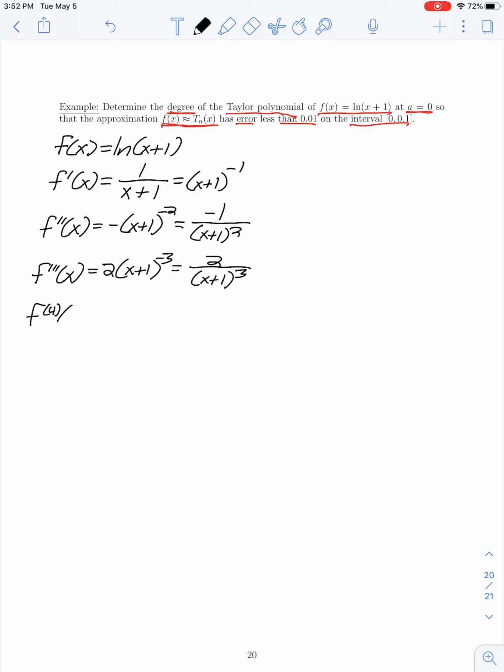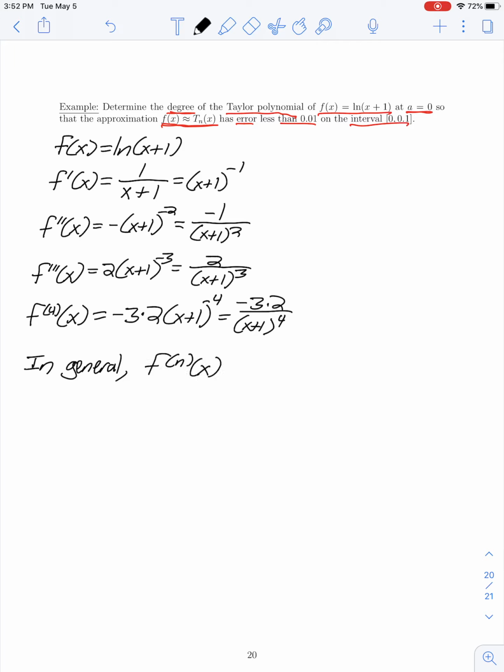So let's look at another one. Our fourth derivative, after this I think we can see the pattern emerge. The fourth derivative would be negative 3 times 2 times x plus 1 to the negative fourth, or negative 3 times 2 over x plus 1 to the fourth power. So let's see if we can find an expression in general here. In general, if we're looking for the nth derivative of our function f of x, let's look at the pattern that seems to be emerging.